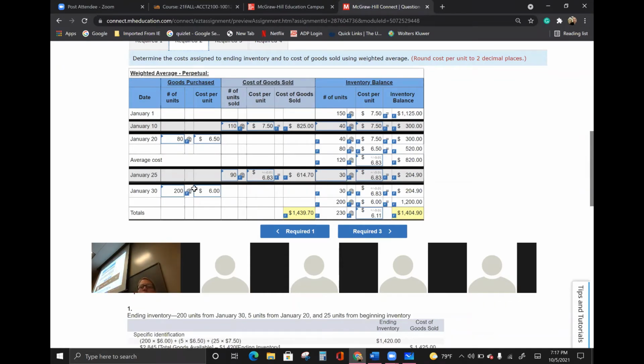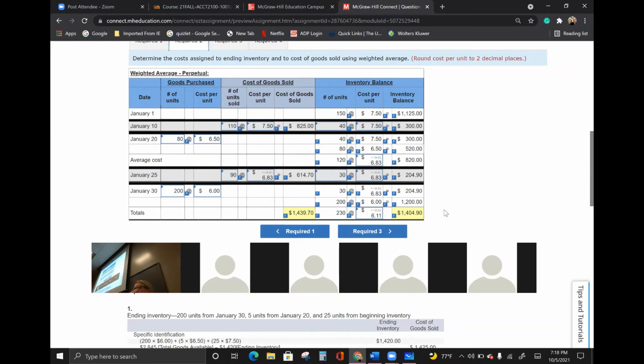So now I purchased the 200. So the 200 times the 6 is 1200. Now I can add those two groupings together and I get a new average. So you want to make sure you add them together and then average. Okay. And not all the units together.